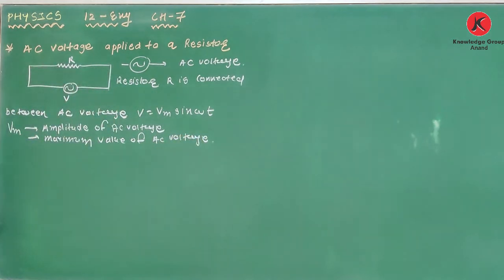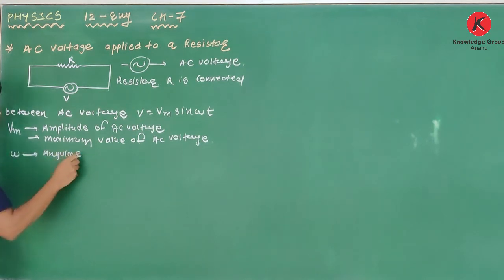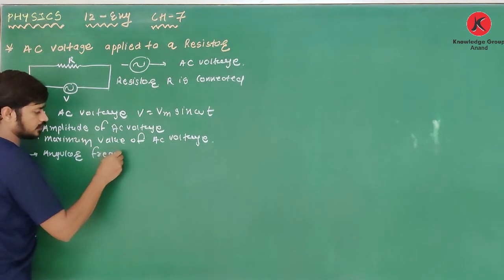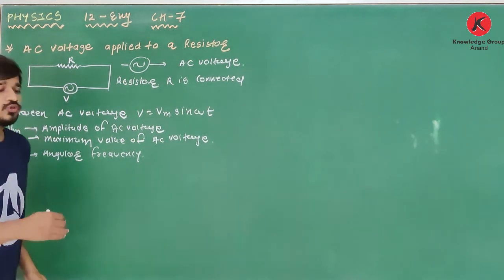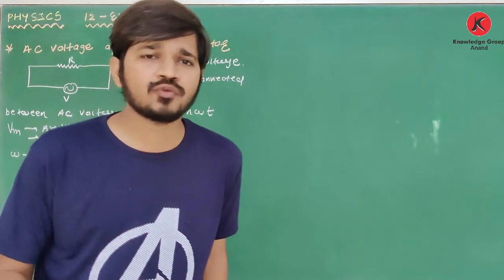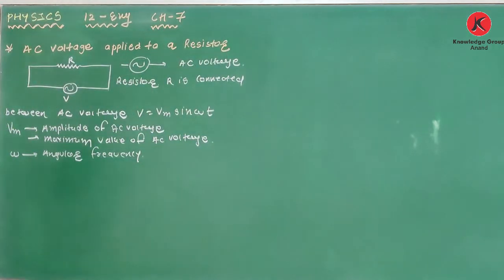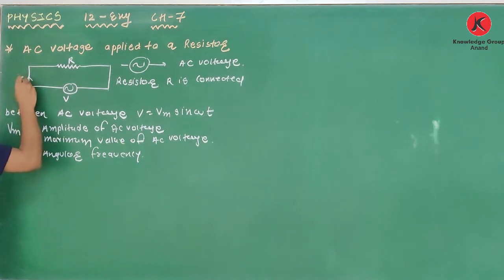What is omega? Omega is angular frequency. So here, what is V m? What is angular frequency? That you have to remember. Now it is connected across. What you have to do? You have to obtain the equation of current. What is the equation of current flowing in the circuit?